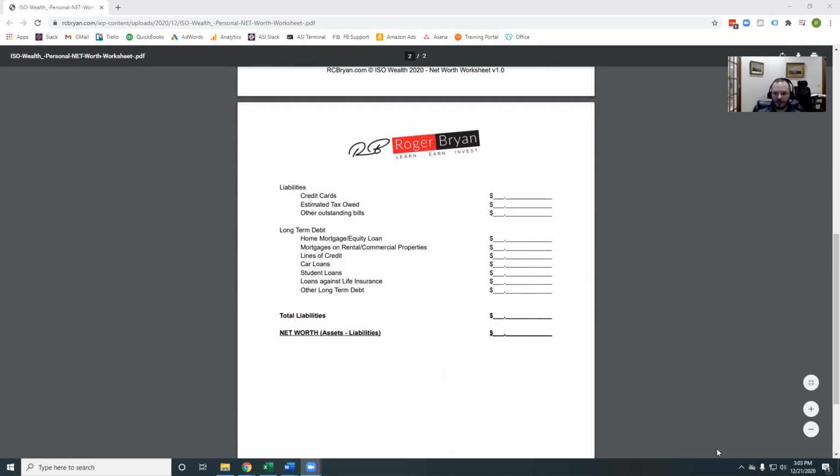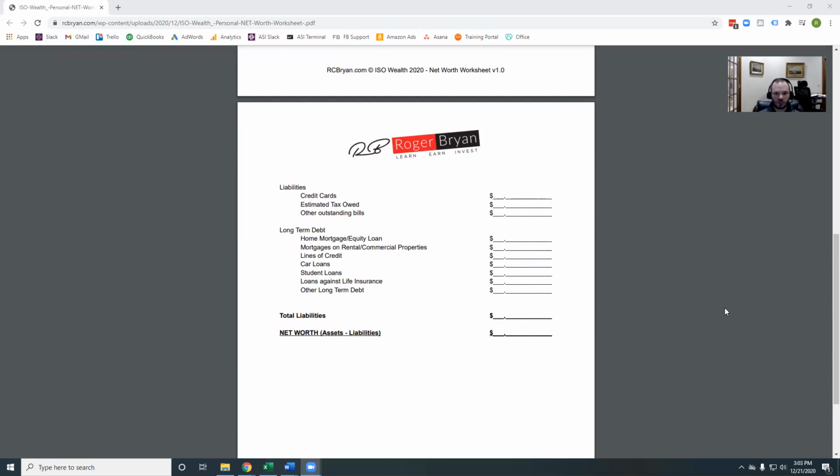Now let's talk about liabilities. Do you have any credit card debt, both business and personal? Put it down. Do you owe any estimated taxes? Do you have any other outstanding bills that you can think of? Long-term debt: home mortgage or an equity loan, mortgages on rental or commercial properties, lines of credit, car loans, student loans, loans against life insurance, or any other long-term debt. Again, I looked up a document like this from Charles Schwab, and it was like 11 pages long. We don't really need to go that in depth. So write down your total liabilities.